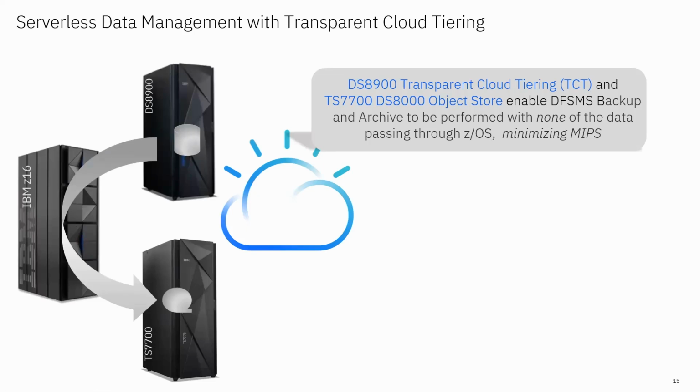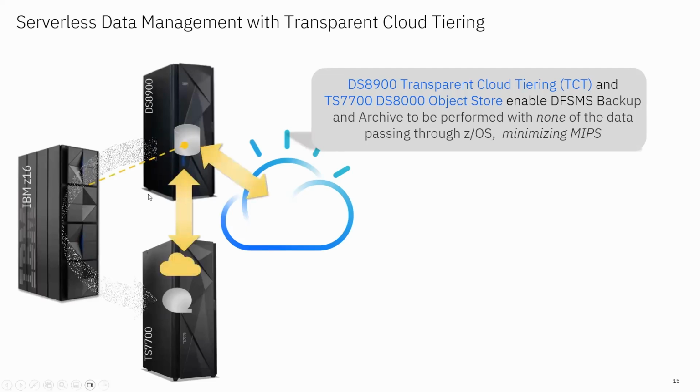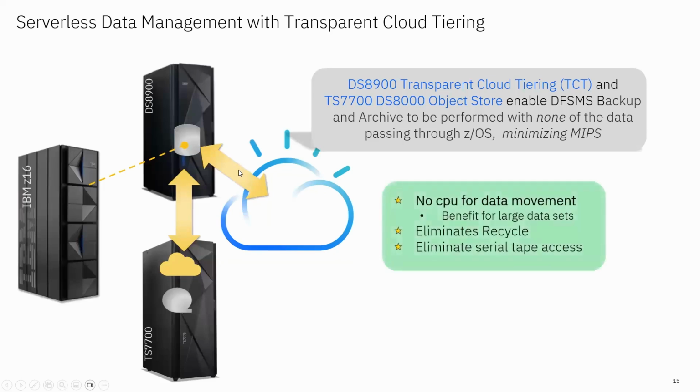So the whole purpose of transparent cloud tiering is it says, let's change that paradigm. Because the DS8000 can now write objects directly to either cloud object storage or an object partition within your 7700. Now the host doesn't have to actually touch the data. The host, through policies, is just telling the DS8000 which tracks, which data sets, which volumes to move to object storage. So obviously the big value here is no CPU for the data movement.